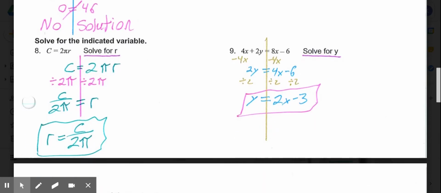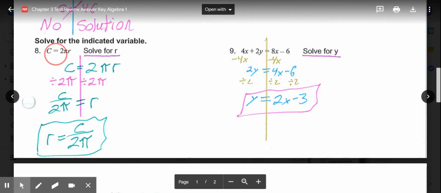Then we move down to 8 and 9, where they're asking us to solve for the indicated variable. And really that process is no different than 1 to 7, except now there will be other variables as part of the answer. So when they tell us in part 8, when they say c equals 2 times pi times r, to solve for r. And what this equation actually is the circumference of a circle. Circumference equals 2 times pi times your radius. So we're solving for r, or the radius.